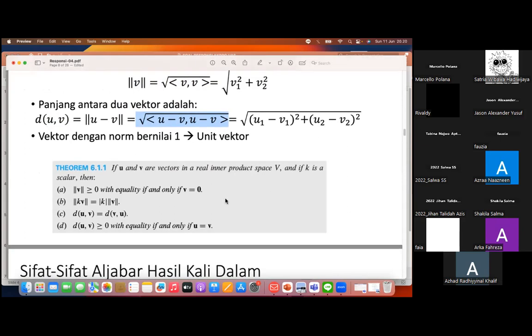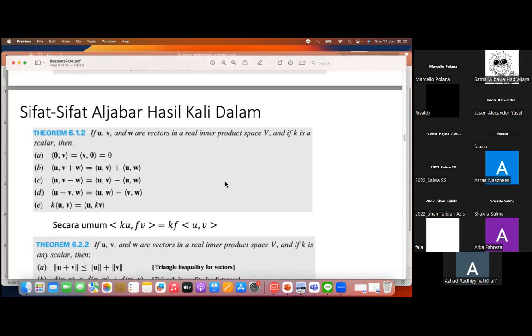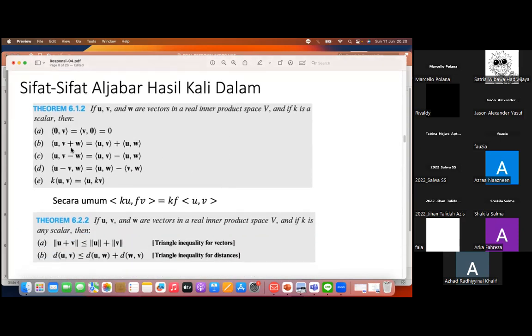Okay. Yeah. So this is, as I said before, an important one. So we have something like this. If we take the inner product of a vector with 0, the result will always be 0. And this is the plus minus property I mentioned just now.